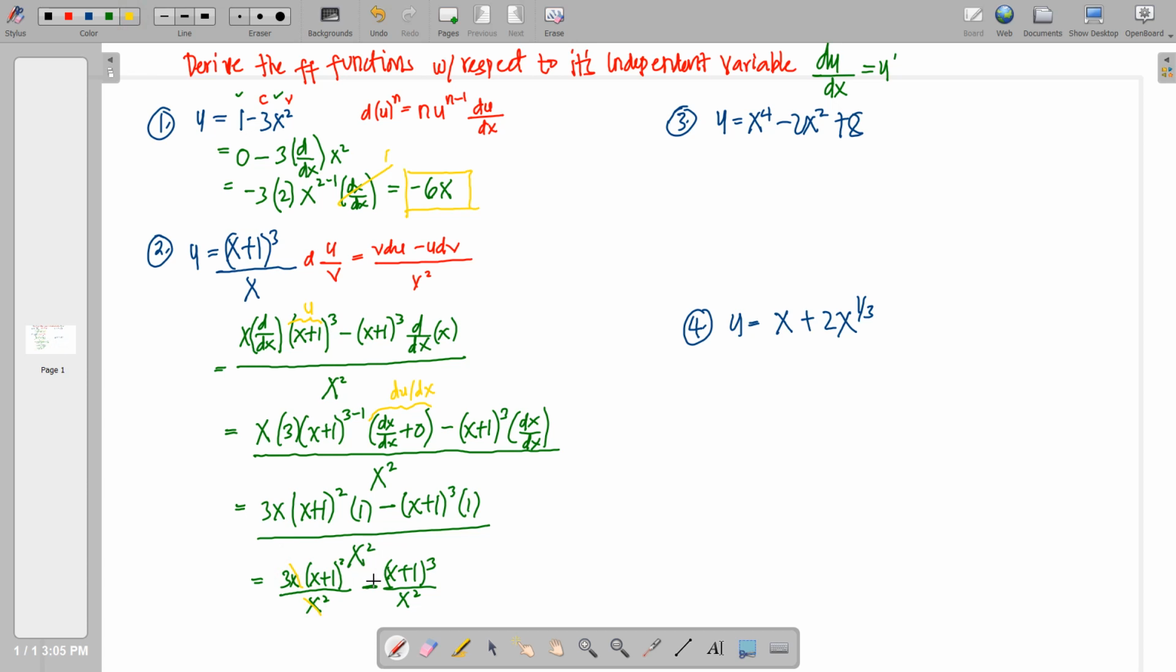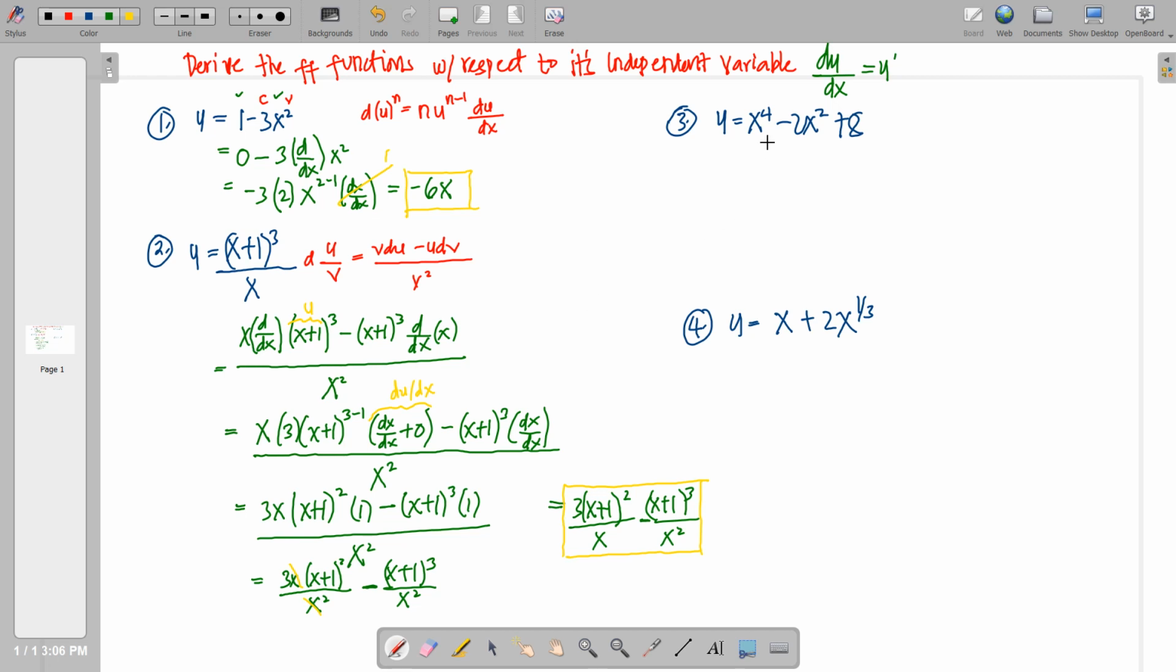Okay, so the final answer will be equal to 3 times x plus 1 squared all over x minus that second term. So this shall be our answer for number 2.